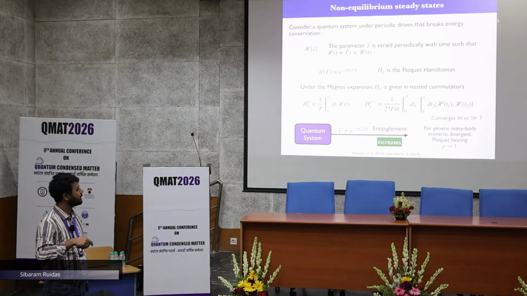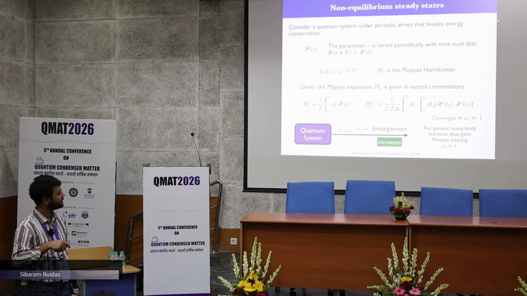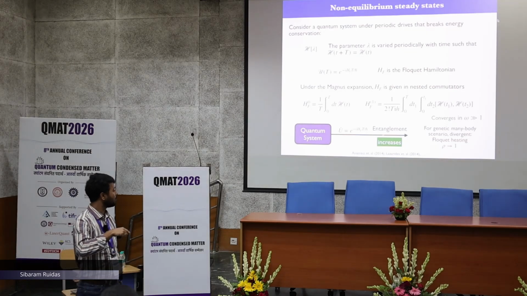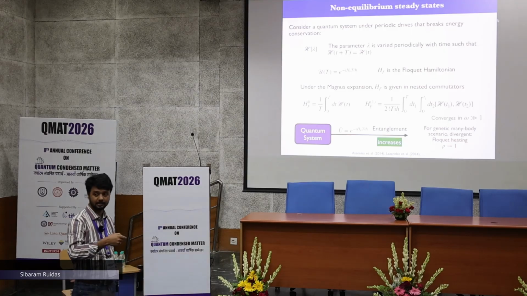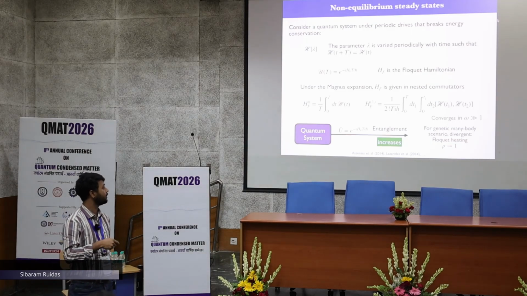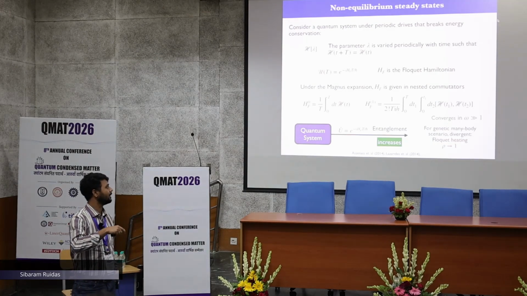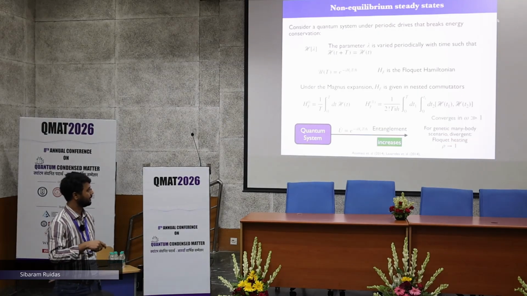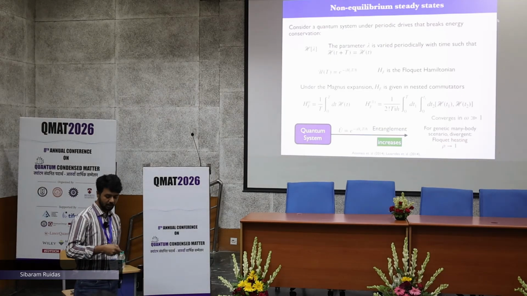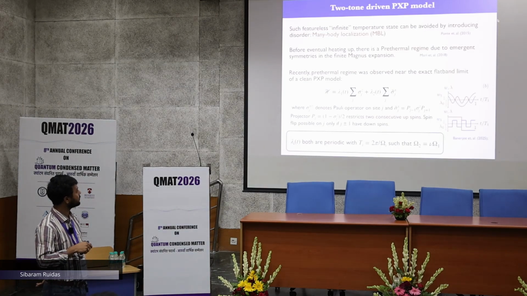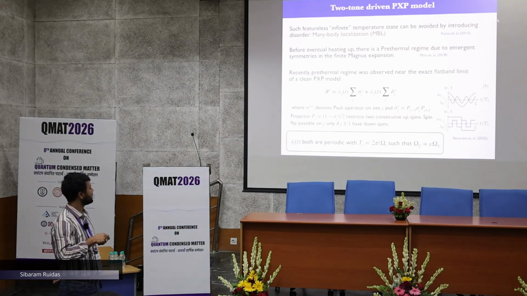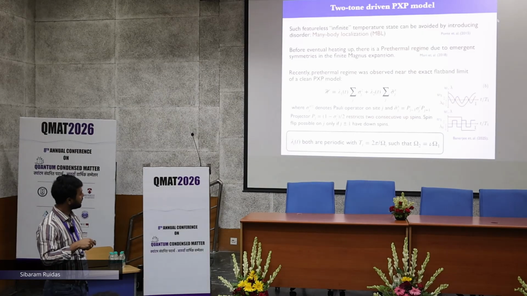But for a generic many-body system, you'll see that this summation is divergent, and what happens in the long time limit, if you drive continuously, is that the entanglement will increase, and as a result the long time state will be completely featureless, thermalization. This is called Floquet heating. But you can actually restrict this infinite temperature heating by introducing disorder, which is many-body localization. Also, in some cases, there is something called a prethermal regime.